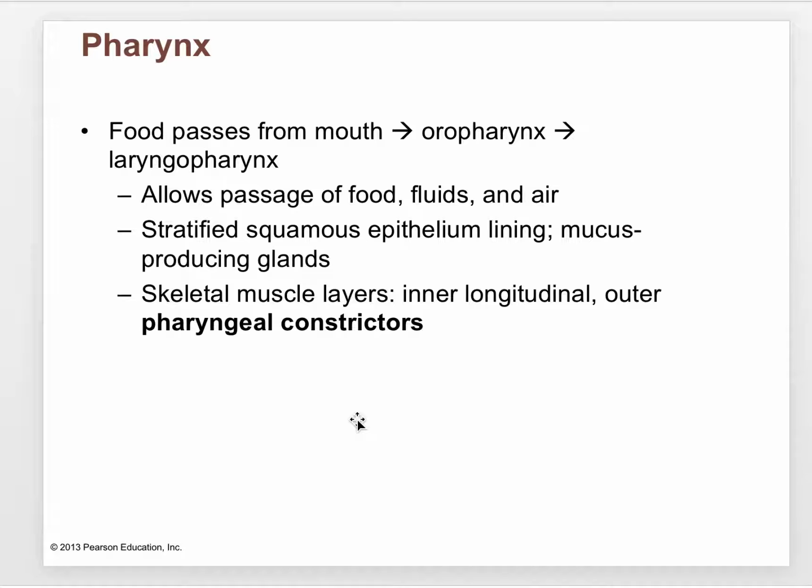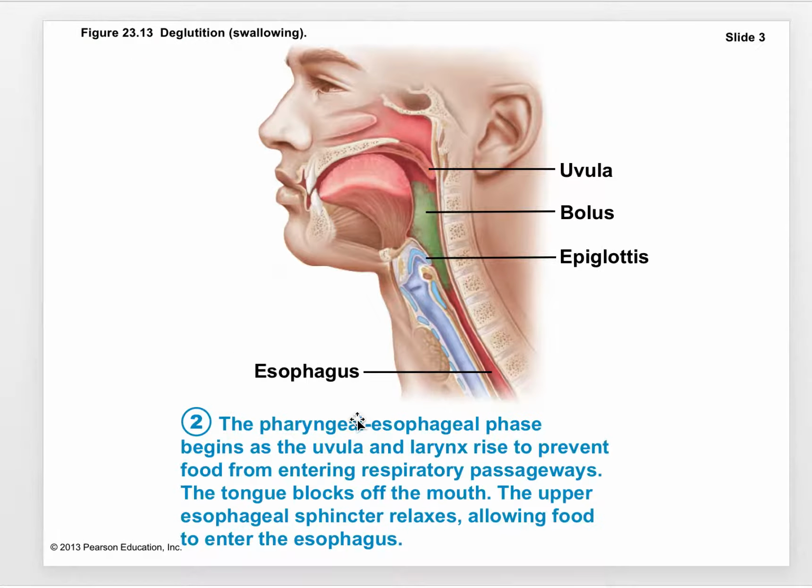From the mouth, food goes into the pharynx. First off to the oral pharynx.